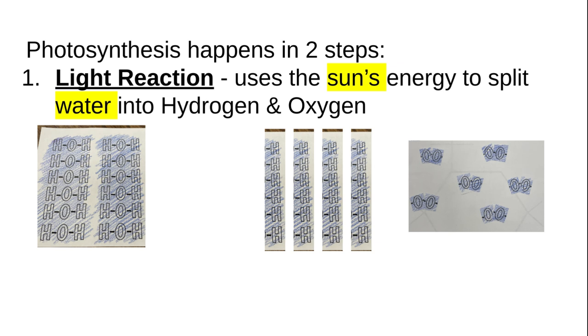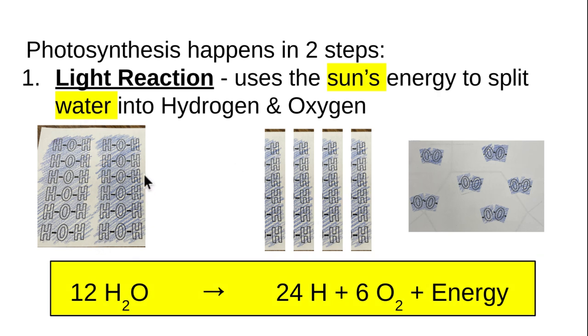If you remember from our activity, we started with waters. We used our scissors. We said the scissors represented the sun, cut them apart into H's, and then we paired up the oxygens. So we started with 12 waters. We had 24 H's left over and we made 6 pairs of oxygens. And because we were splitting a molecule, we ended up with some extra energy. This wasn't anything we cut out, but we were just saying that we knew we had it.